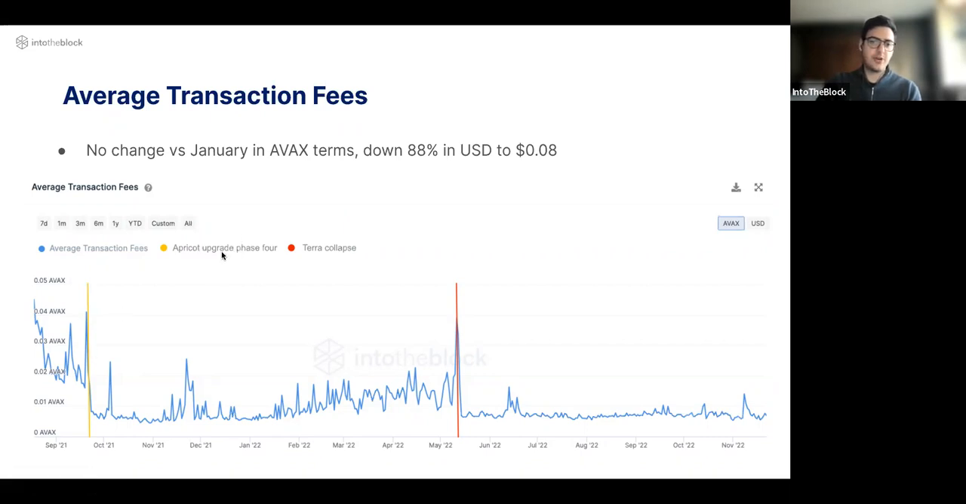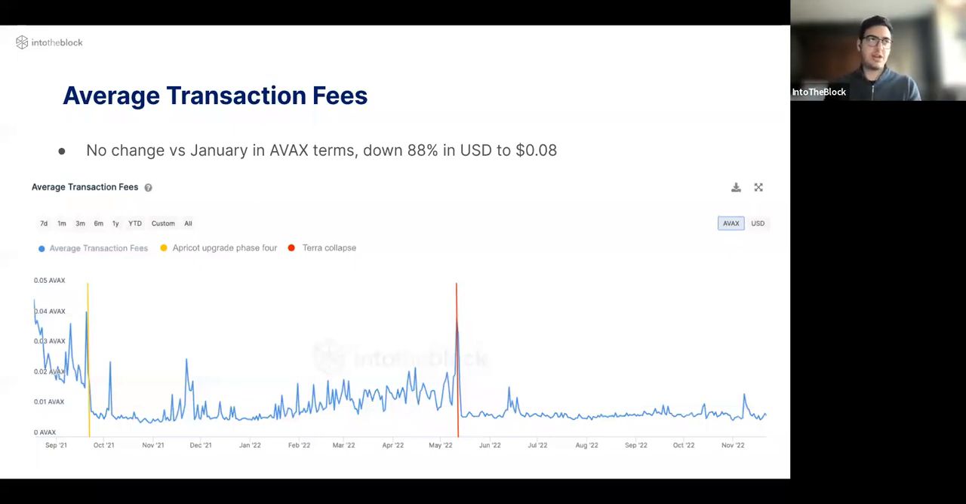Following the Apricot upgrade phase 4, fees dropped by about 50 to 60%. Then as the activity on Avalanche carried on even later than after the AVAX price had peaked, transactions continued to grow, and so we see transaction fees continue to increase a bit up until the Terra collapse. That, of course, weighed down on the whole industry and still has some effects of contagion. Avalanche had also done, on top of this, a treasury swap between Terra, Luna, and AVAX tokens.